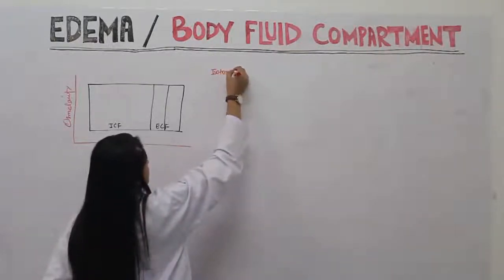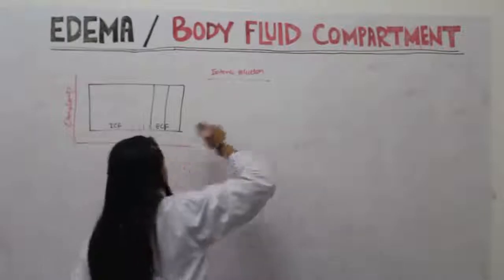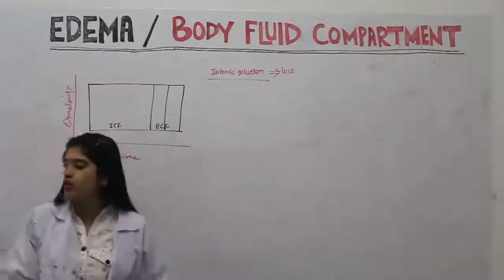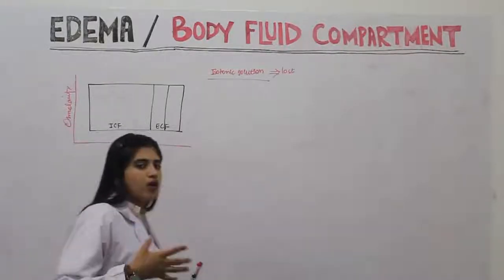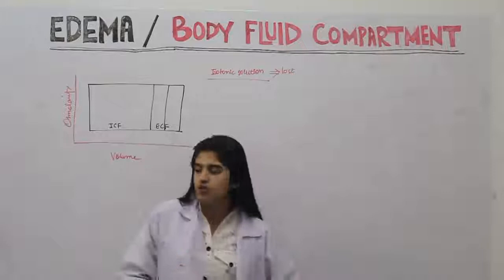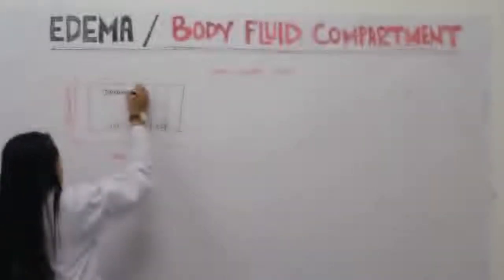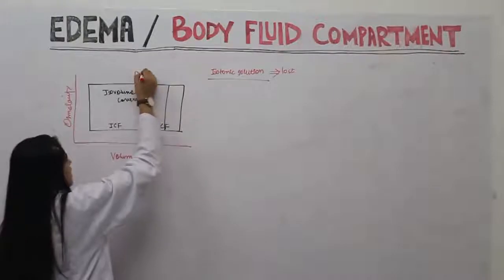You have to answer. Isotonic volumetric contraction. Isotonic solution is lost. Contraction will occur. Then what will happen? First, tell me about the conditions. Like any case you observed, I want to know that. Like in case of diarrhea or vomiting, body fluid loss. Isovolumetric contraction would be equal to the isotonic solution loss.